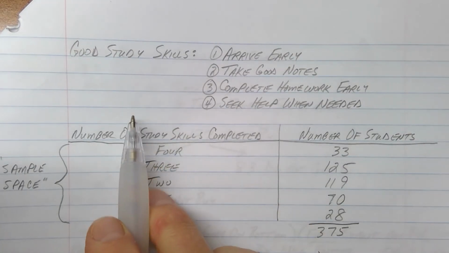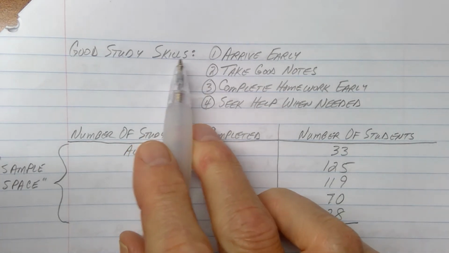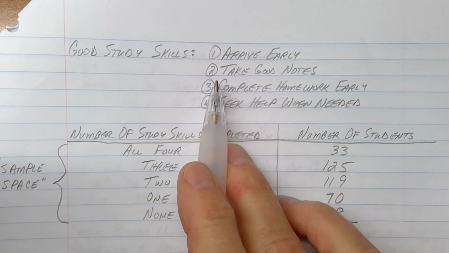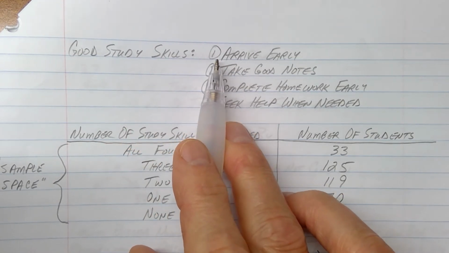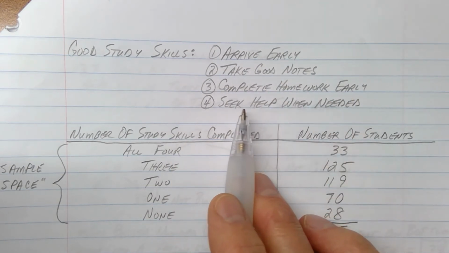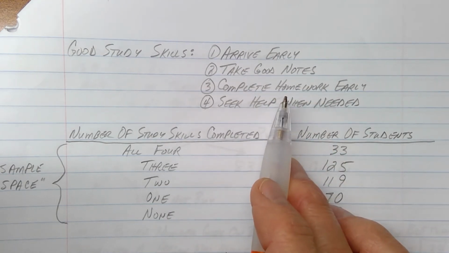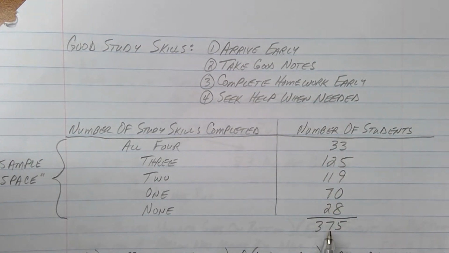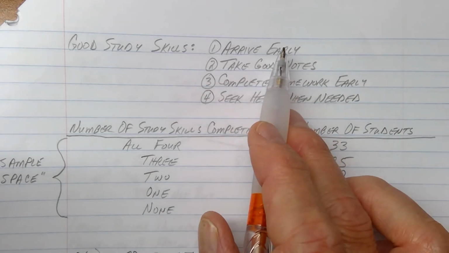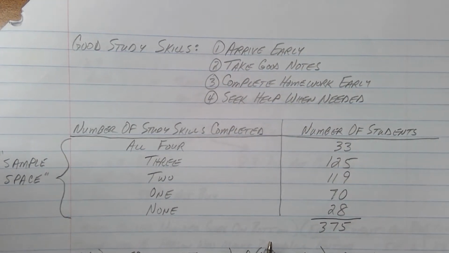All right, here's a simple little table just to practice calculating some simple probabilities. So maybe good study skills are comprised of four things. Students who arrive early, they take good notes, they complete their homework early, and they seek help when needed. Maybe that's four good study skills. And maybe I go out and I survey 375 students, and I ask each one, how many of these good study skills do you do?